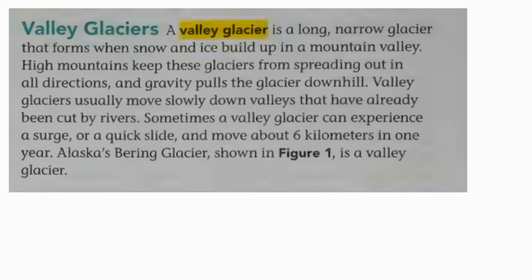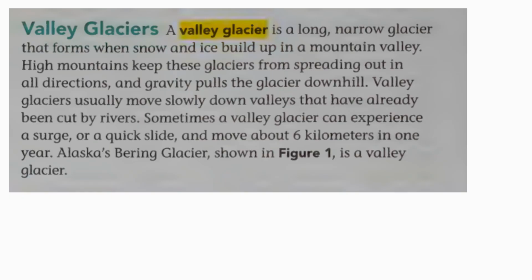A valley glacier is a long, narrow glacier that forms when snow and ice build up in a mountain valley. High mountains keep these glaciers from spreading out in all directions, and gravity pulls the glacier downhill. Valley glaciers usually move slowly down valleys that have already been cut by rivers.